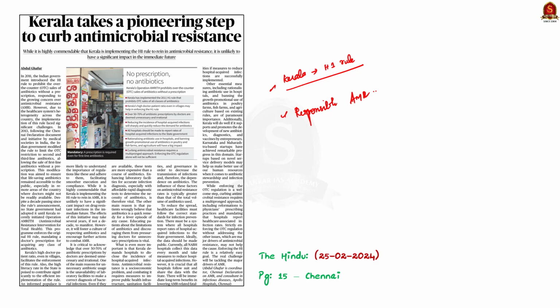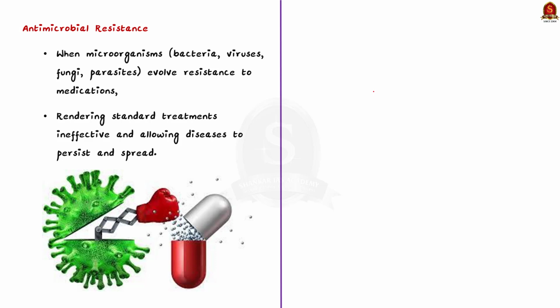In this context, let us understand antimicrobial resistance from the prelims perspective. First things first, what is antimicrobial resistance? AMR is a critical global health issue where microorganisms like bacteria, viruses, fungi and parasites evolve to resist the effect of medications. This makes standard treatments for infections ineffective and allows the disease to spread and persist.